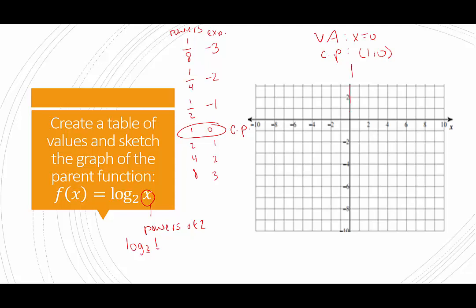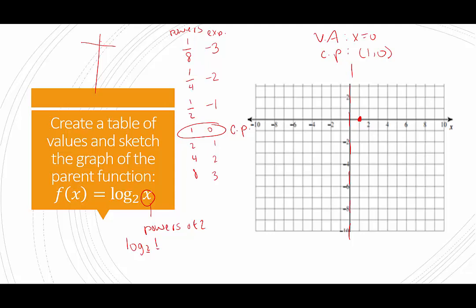All right, so let's go ahead and set up our graph. We have our vertical asymptote at x equals 0, and we have our critical point at 1, 0. To create the rest of the graph, we want to choose a few values in between the vertical asymptote and the critical point, and then a few values to the right of the critical point. And we want to be very careful. We can't use -2, -1, because those won't produce any x values. Those are undefined here.